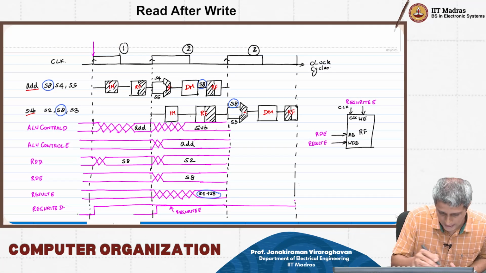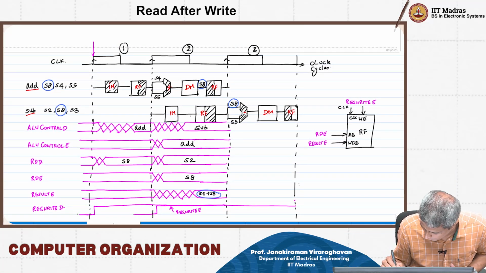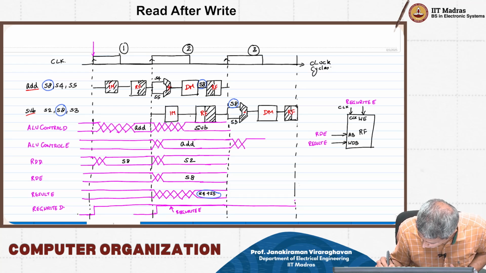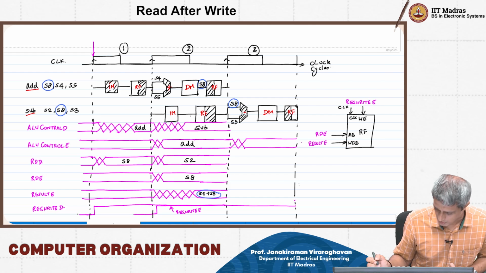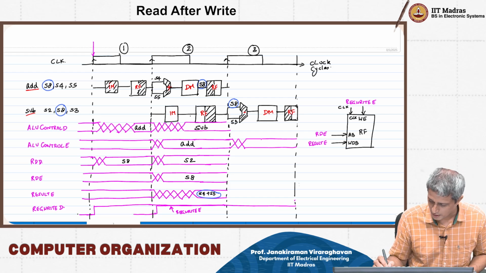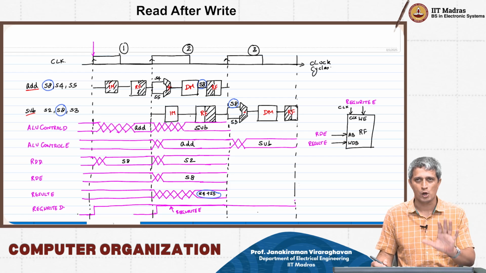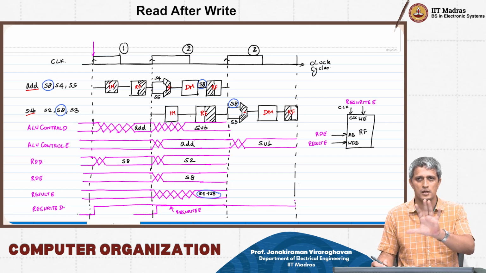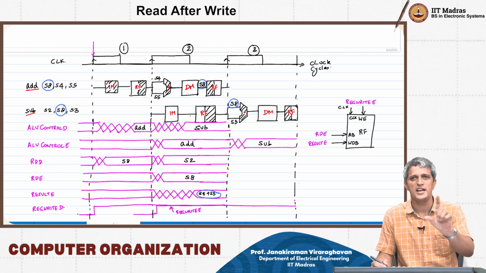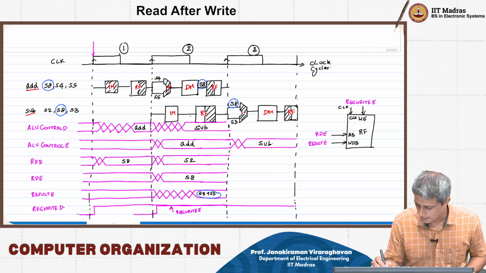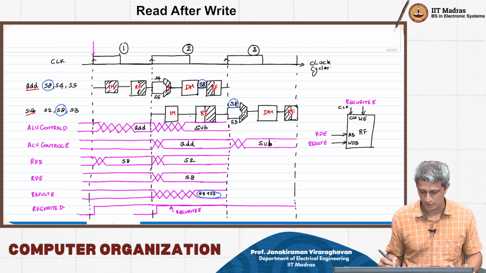So what will happen again after this, after a short delay here, which is the TPCQ delay of the flip-flop, this will come out and it will read subtraction. ALU control E is just ALU control D delayed by 1 clock cycle, and therefore you have the subtract signal happening here.